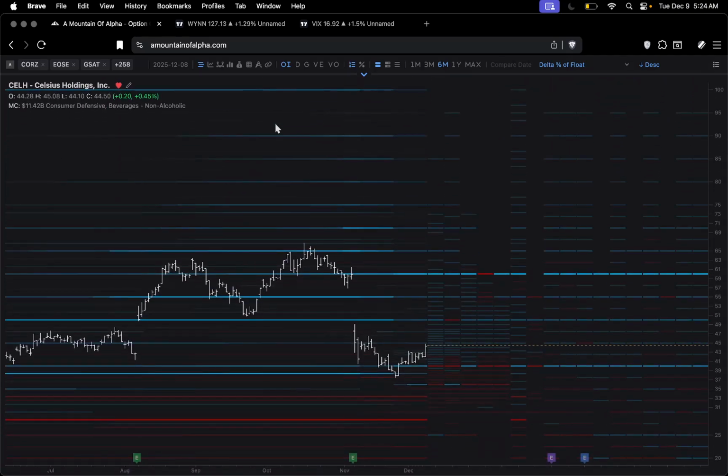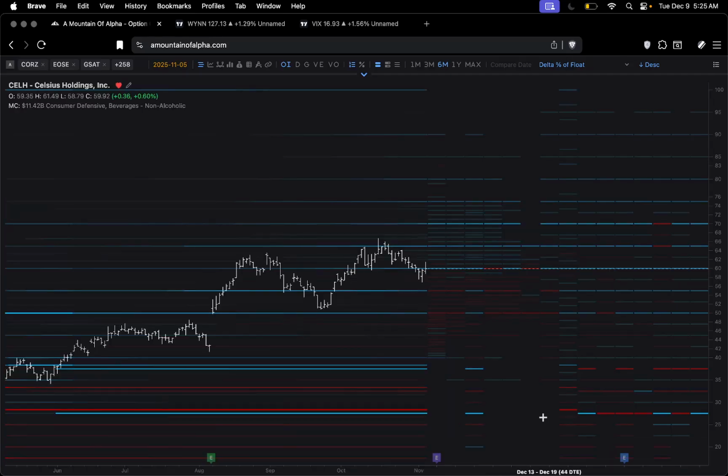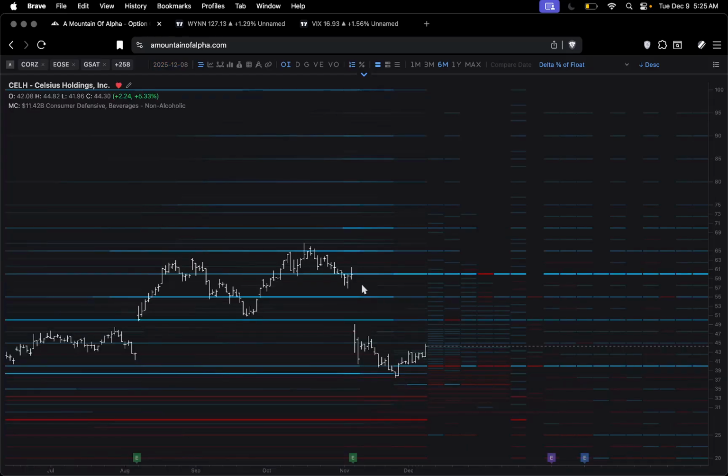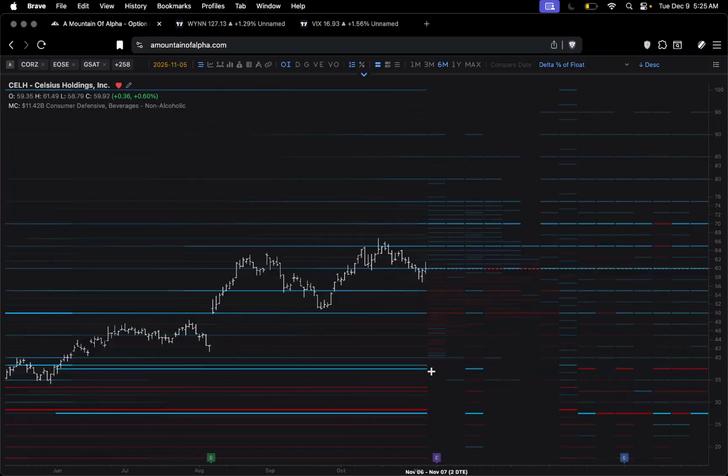Celsius Holdings, beverages, non-alcoholic. Well, it looks like there's this 60 pin, but something of note, they had positive earnings and the stock fell. And that was still there, right? Let's go back and see if it's still there. I'm clicking on the bar to go back in time. Okay, that strong bar is still there. They had earnings and it went down. There's a lot of puts there. In fact, it went down to the next area down here, this 37.50.